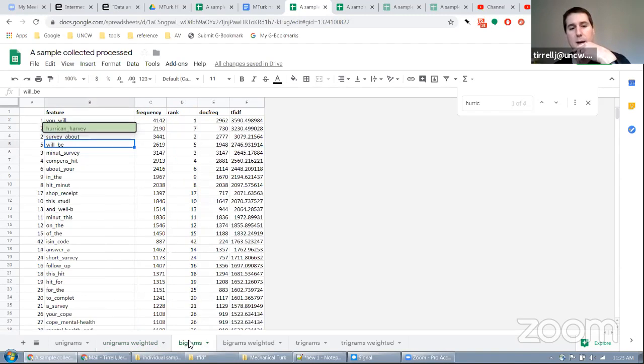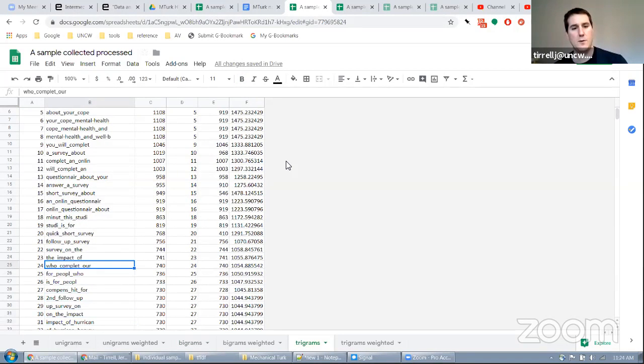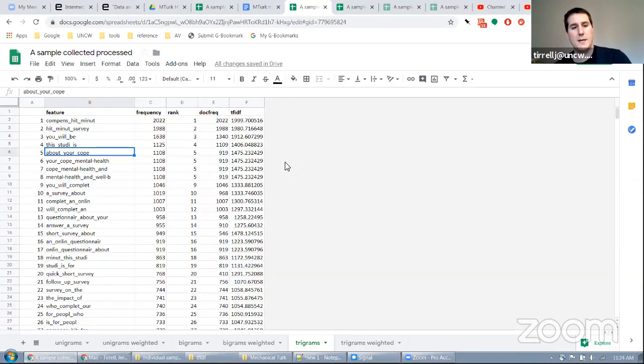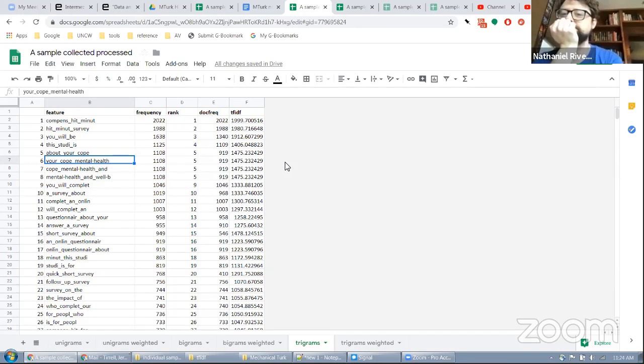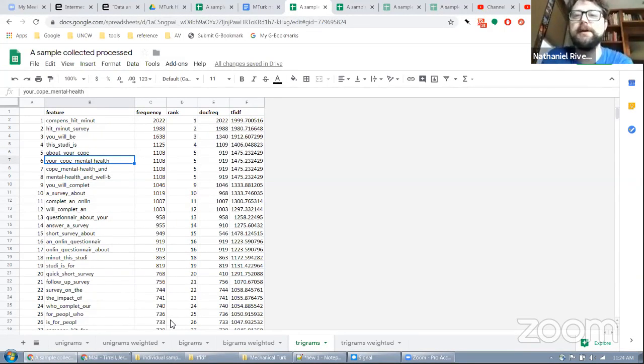So you've got unigrams, bigrams, and trigrams, and oddly, some of the trigrams are kind of interesting. They're stemmed, but like your cope mental health, because that's hyphenated. That's interesting as a trigram. It surfaces these different things. This isn't shopping or surveys. A lot of those seem to be about your cope, mental health.